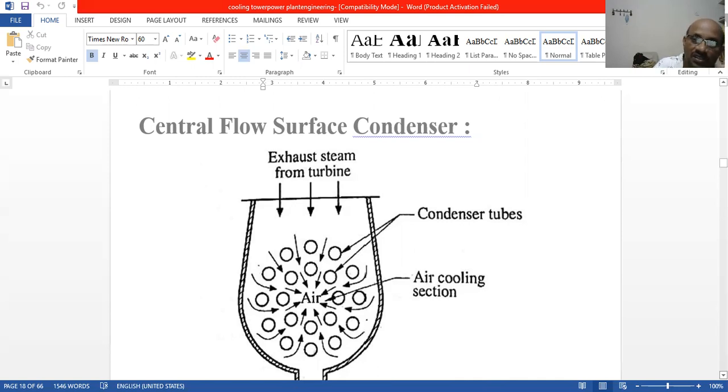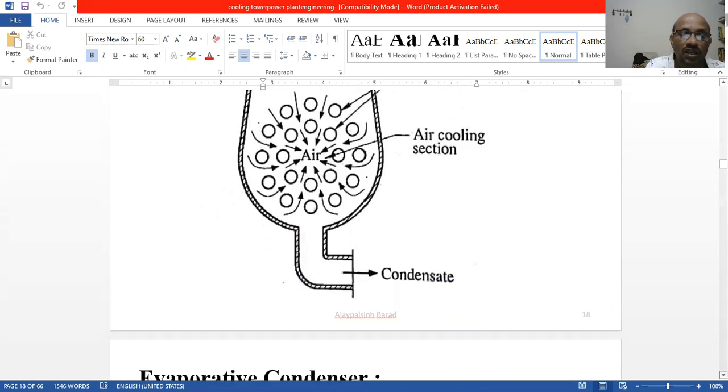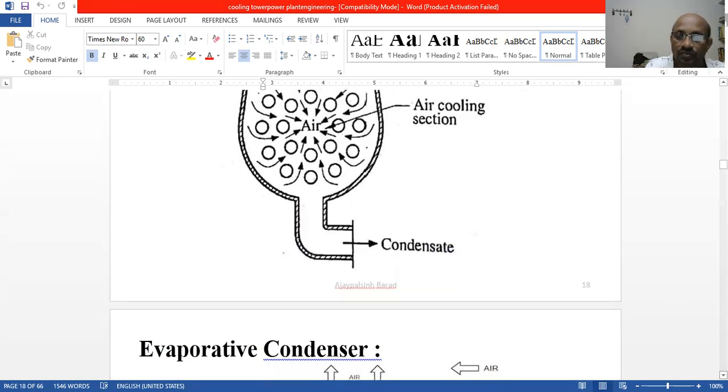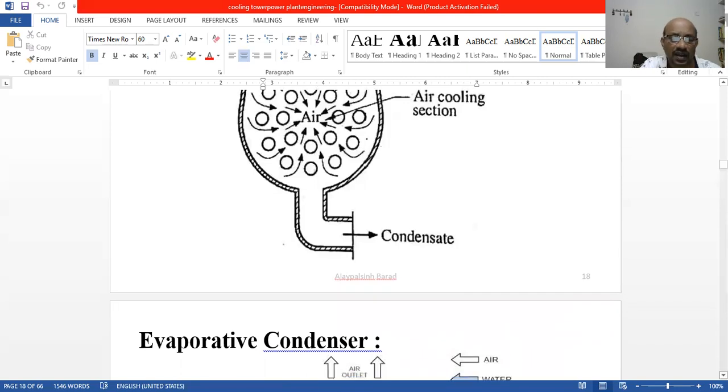Different methods: steam and air enter on one side, on one side we remove the air, and on one side we provide the air cooling sections. But finally we send it to the hot well. Converting steam into water and sending it is our main objective. And next is condensate. I am not always saying water: condensate means a maximum percentage of water, with the remaining percentage steam. That is called condensate.